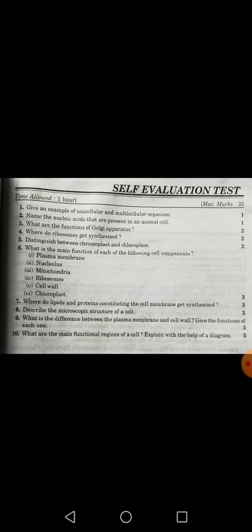Now the last one, chloroplast. As we know that chloroplast is a kind of plastid, which helps in the trapping of solar energy, or in this way we can say that it helps in the process of photosynthesis.